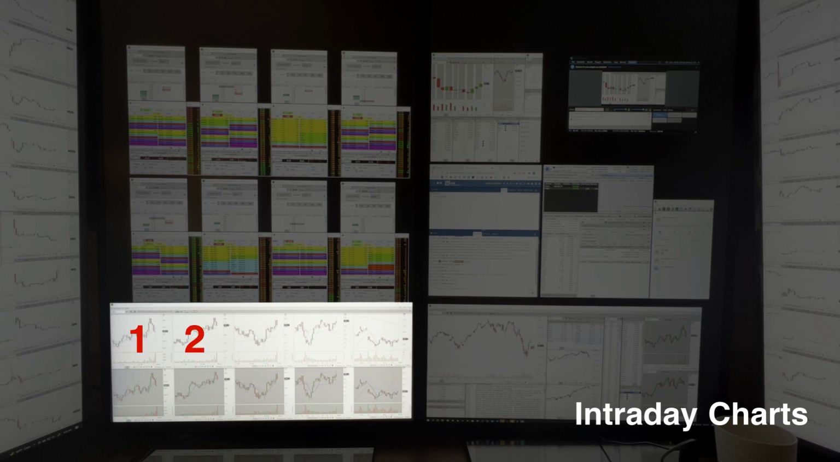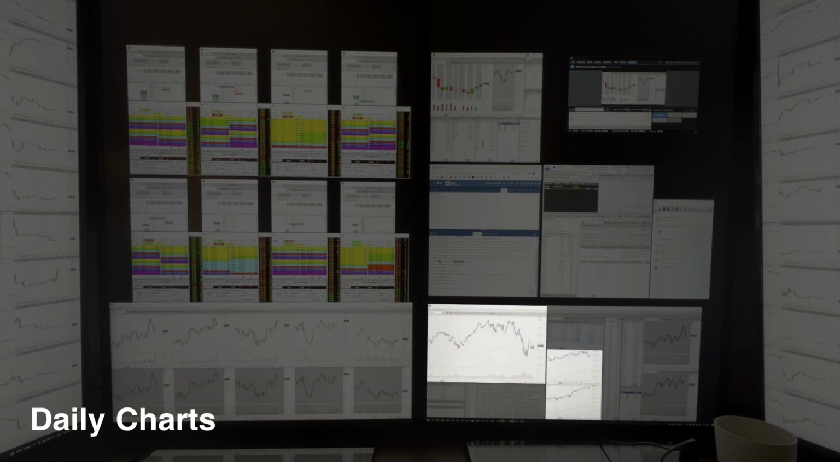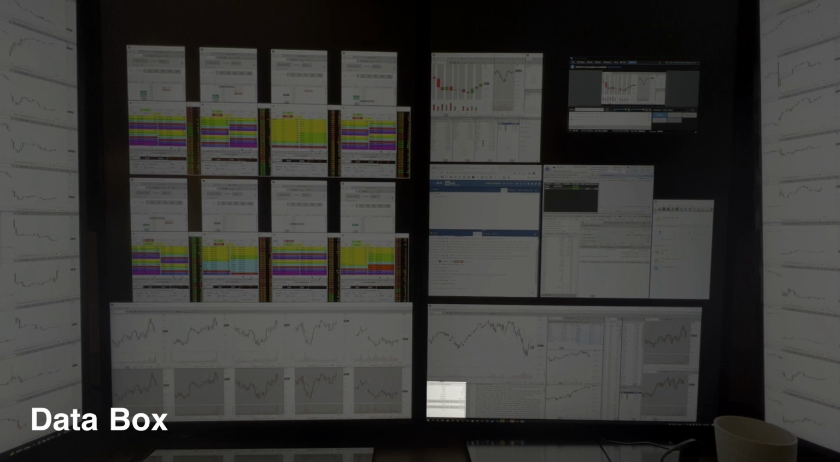I use the 1 minute, 2, 5, 15, and the hourly. The top row is for whatever stock I want to look at. And the bottom row, I always have for the market, usually the Qs, which is lined up with the same time frames. And now if we move over to the right monitor, the charts continue to the daily, weekly, and monthly time frames. This here is the data box.